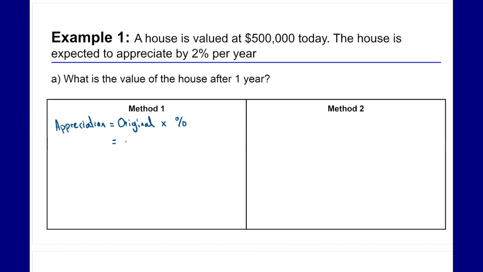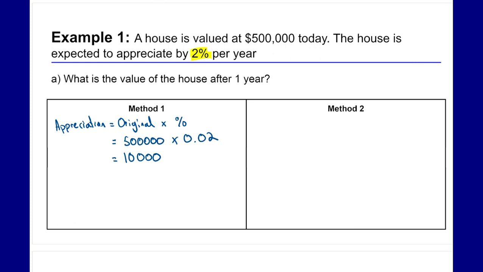So in this case, we have 500,000 multiplied by 2%. But when we're multiplying by percents, we multiply by the decimal form, so 0.02. And here we get $10,000 is the appreciation. So basically that means that our house after 1 year would increase in value by $10,000.